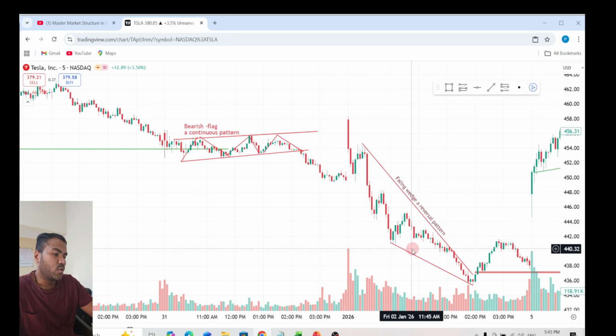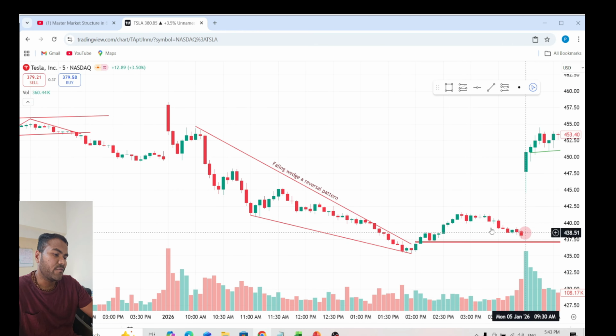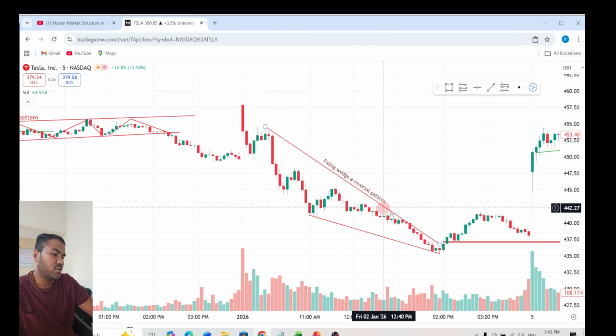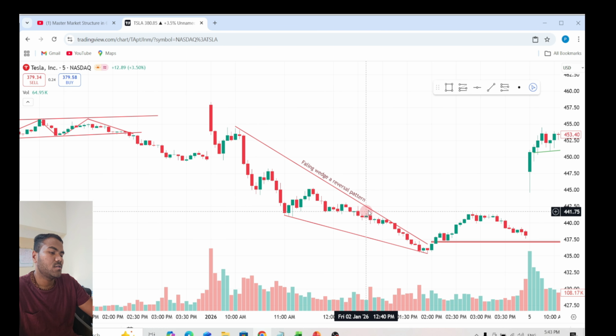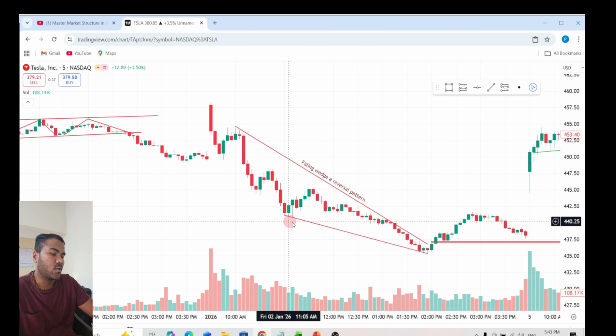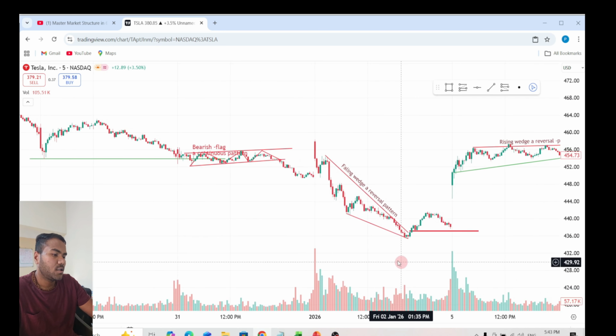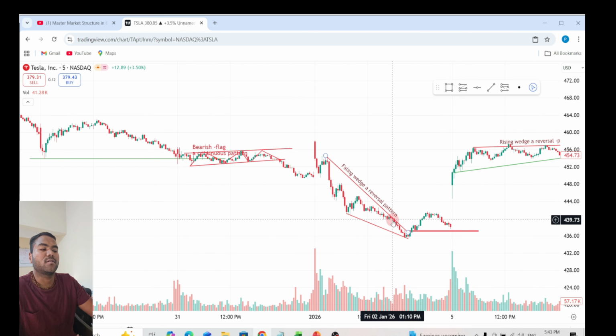After that, I have one more pattern for you in the same trend. So it is a falling wedge reversal pattern. So what does it mean? If the pattern gets narrow at the end of the following downtrend, it will act as a falling wedge reversal pattern.